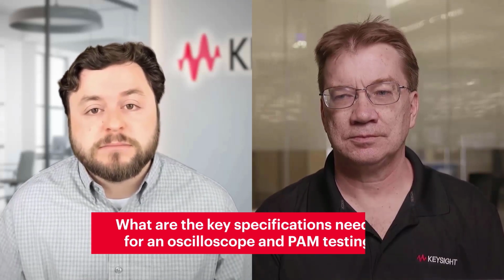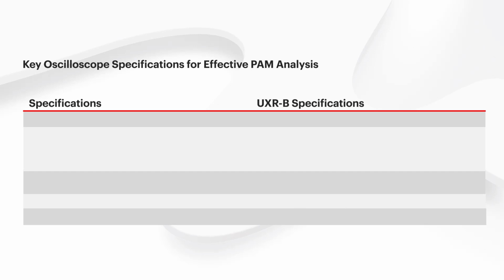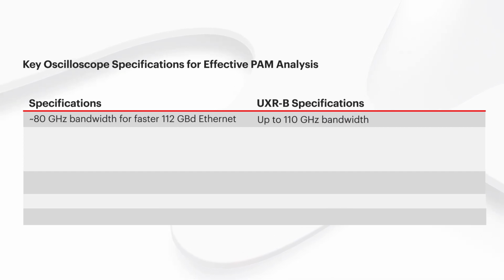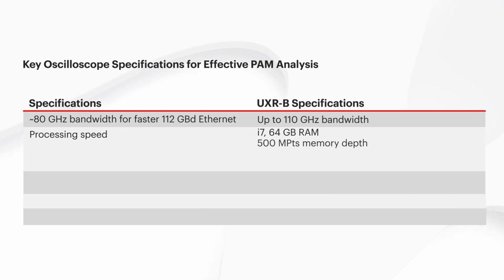when you're doing that testing? Sure. Good question. So I think first and foremost is bandwidth. Right? We've talked about trying to push an increasing amount of data through the same channel. So you need enough bandwidth to see the output of the transmitter. Take, for example, the next generation Ethernet standards at 112 gigabaud PAM4. That'll require an 80 gigahertz oscilloscope to view. So the UXR-B best-in-class bandwidth up to 110 gigahertz can cover the most demanding standards.